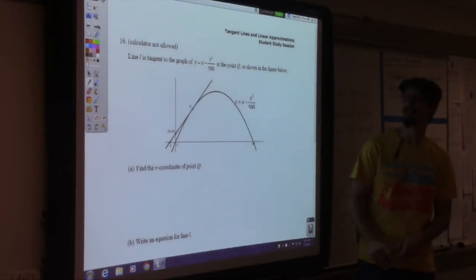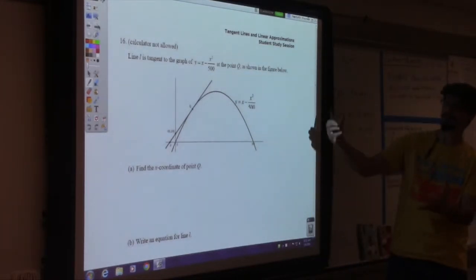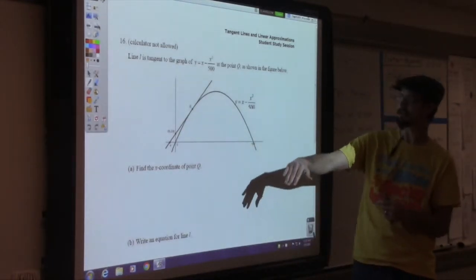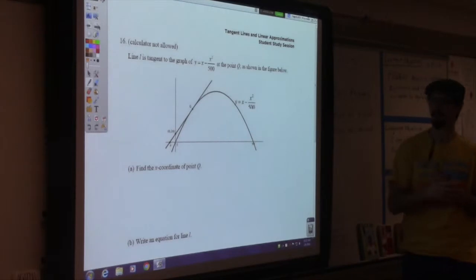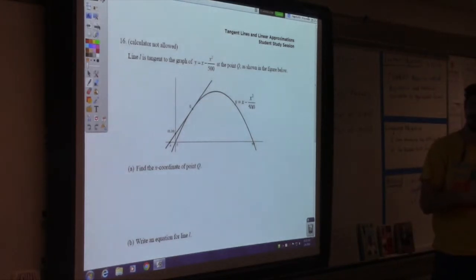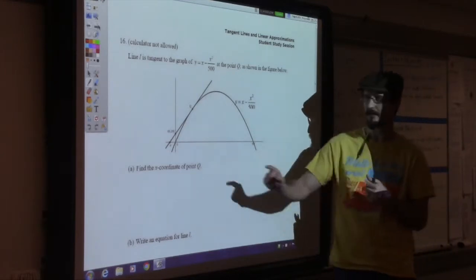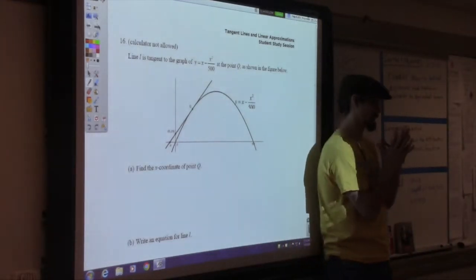Yeah. So, they give you this beautiful picture. You've got a tangent line L going off of point Q to this graph y equals x minus x squared over 500. And the first thing they want you to find is the x-coordinate of the point Q.